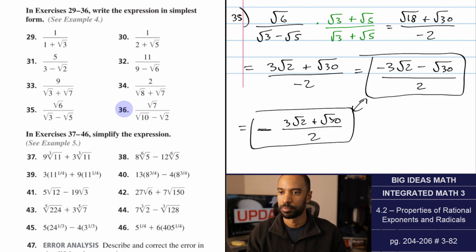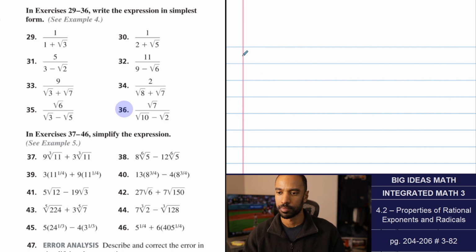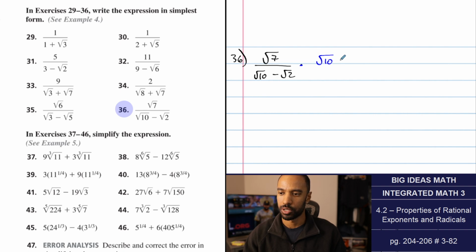Number 36. We have root 7 over root 10 minus root 2. Let's multiply top and bottom by root 10 plus root 2.